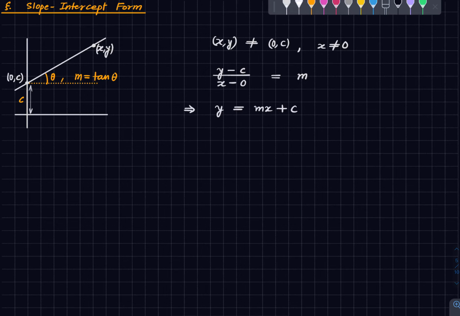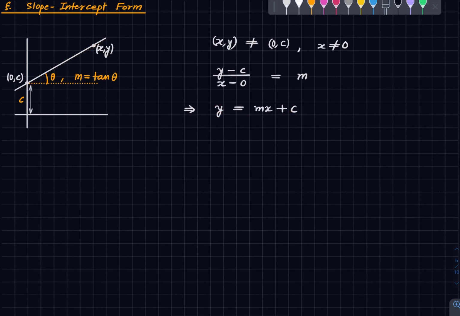So if (x, y) is on this line and different from this point, with the additional assumption that x is non-zero, we must necessarily have this. But again, even if you drop these assumptions, if (x, y) were equal to (0, c), this is still satisfied. And if x equals 0, this is still satisfied. So we make the deduction that whenever (x, y) is a point on this line, this must hold. And the converse you can check. If this holds, then (x, y) must lie on this line. So that converse again I leave as an exercise.